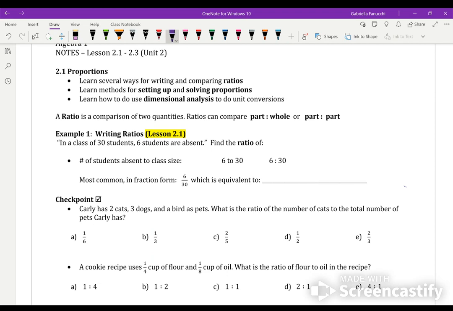So we can see that we have 3 ways to write a ratio. We can do 6 to 30. We can also write it like this. It's the same way, 6 to 30. Or the most common is in fraction form, which is 6 to 30 as well.